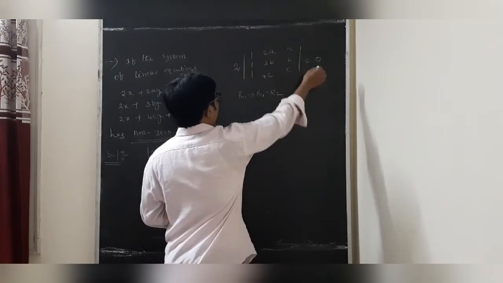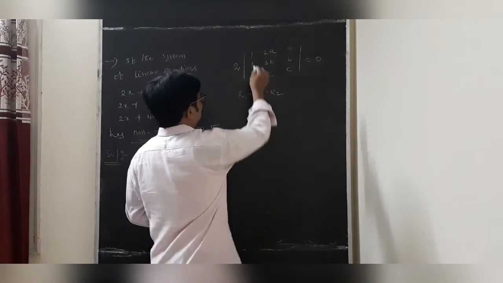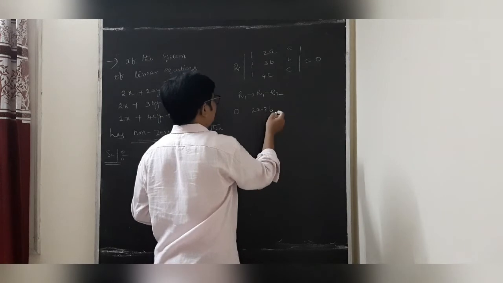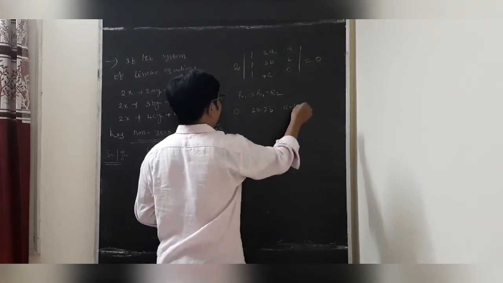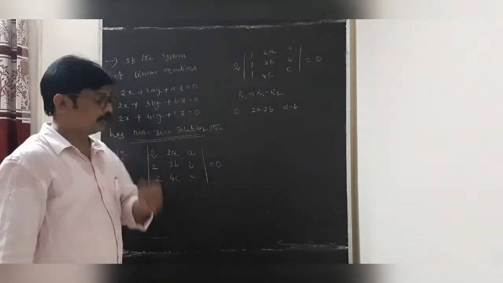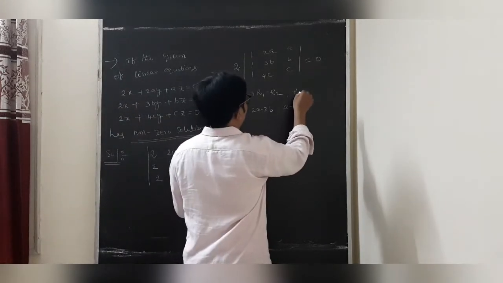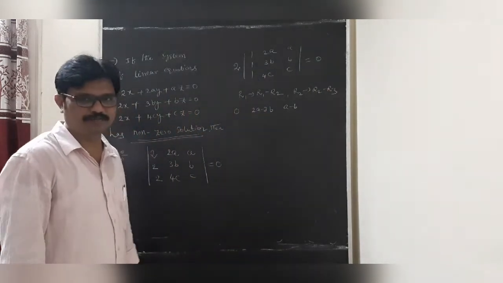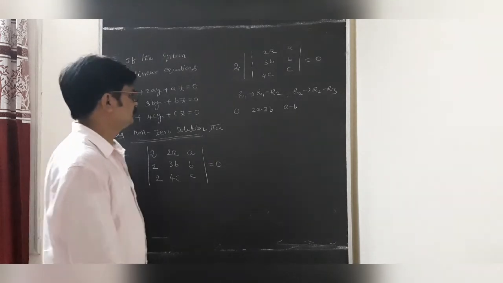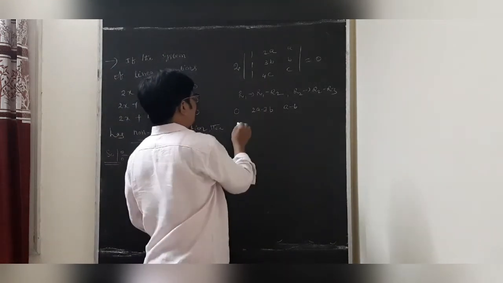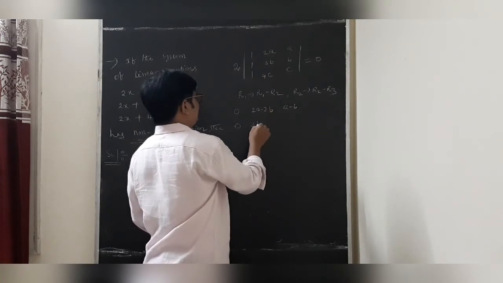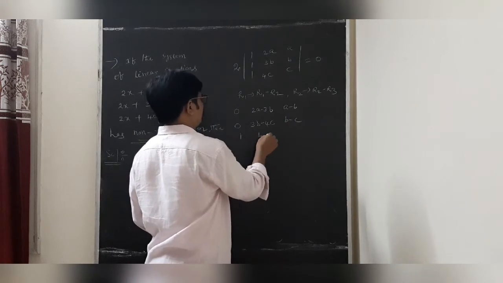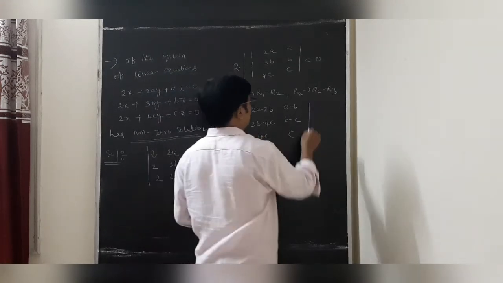The 2 is sent to the other side, 0 by 2 is 0. So 1 minus 1 is 0. This is 2a minus 3b, that is a minus b. Okay students, how to write? R2 is also replaced by R2 minus R3. My dear students, R2 replaced by R2 minus R3. So 1 minus 1 is 0. This is 3b minus 4c, that is b minus c. Then 1, 4c, c. This will be 0.